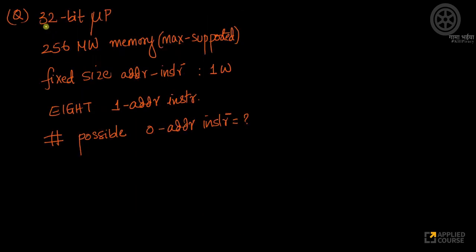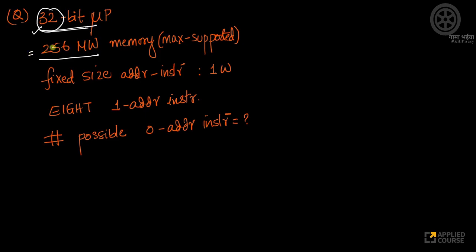So imagine I have a 32-bit microprocessor. This is more realistic because 32-bit microprocessors are more widely used today. Let's assume I've connected it to a main memory. So my main memory is 256 mega words. Because the size of a word is not clearly mentioned here, we'll assume that one word is 32 bits because it's connected to a 32-bit microprocessor. And how much do I have? 256 mega words, that's the maximum supported memory.